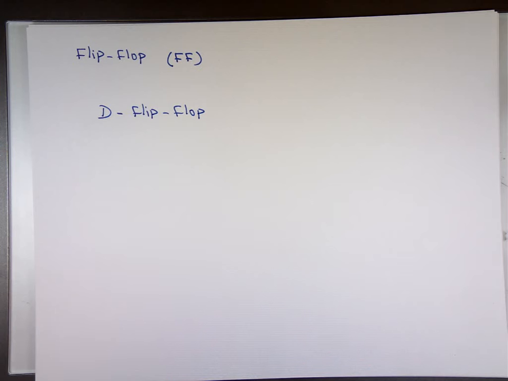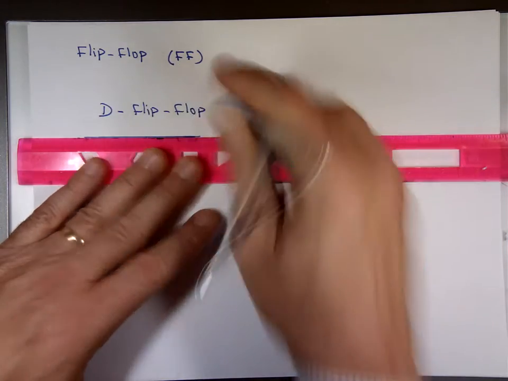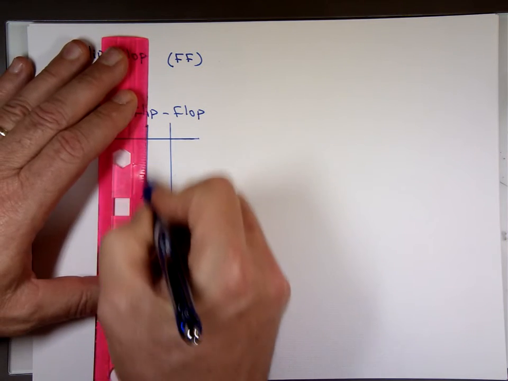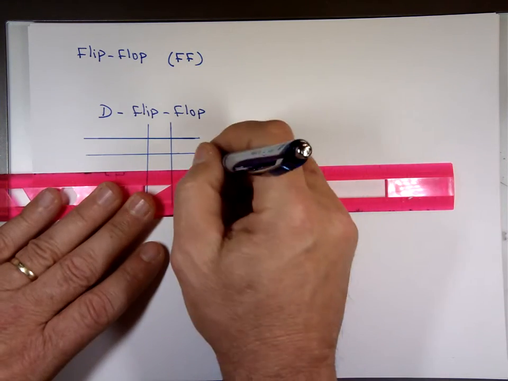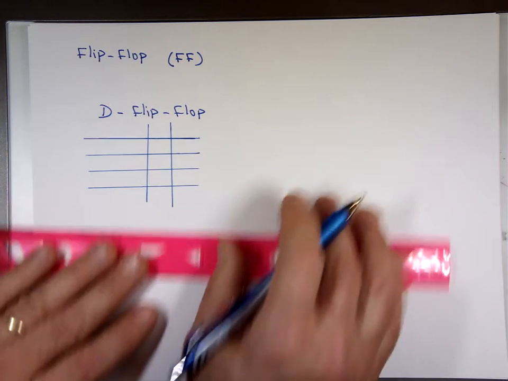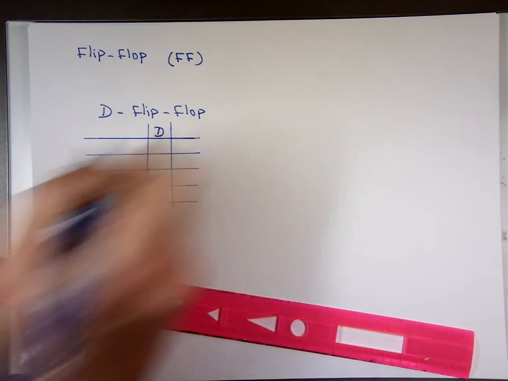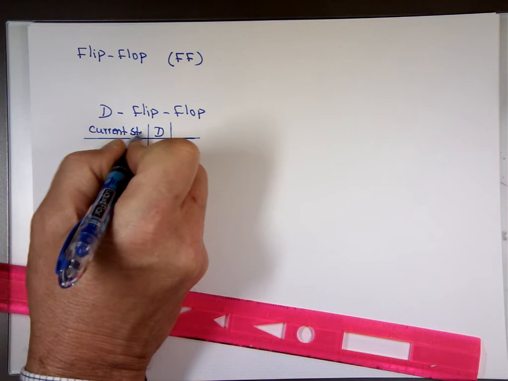If you have a ruler here, let me get a ruler. Try to be neat a little bit there. Let me put the truth table for the D flip-flop. You have two inputs and one output. The inputs are the D input, that's the data coming in, and the current state. We'll call it Q.